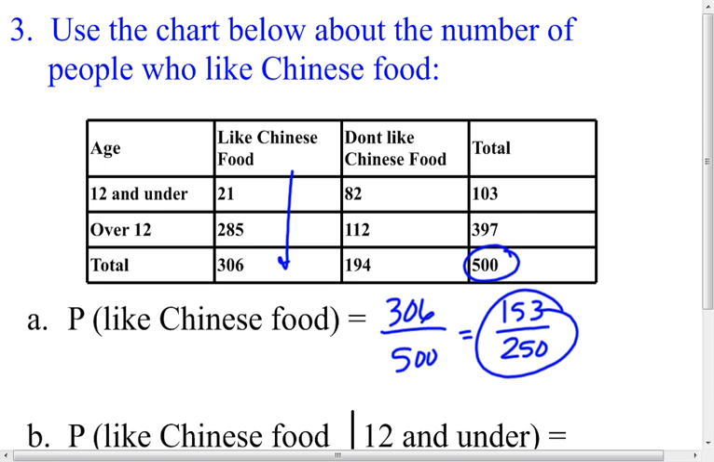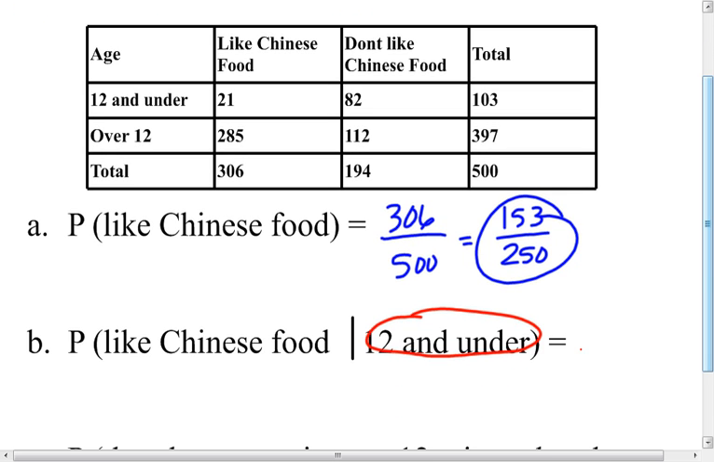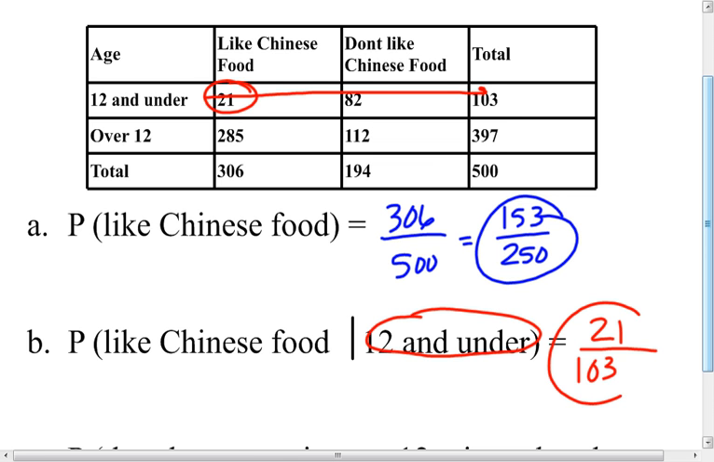I'm going to erase this so I don't get messed up for the future. All right, the next one, the probability that you like Chinese food given that you're 12 and under. Again, these are the only people you're choosing from. This is going to be your bottom number. I only care about people who like Chinese food if they're 12 and under. There's 103 people right here that are 12 and under. Out of those 103 people, I want to know how many like Chinese food, and there are 21 out of that group. So that's 21 out of 103, and that does not reduce.